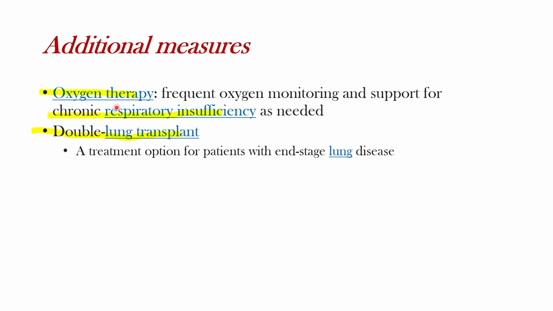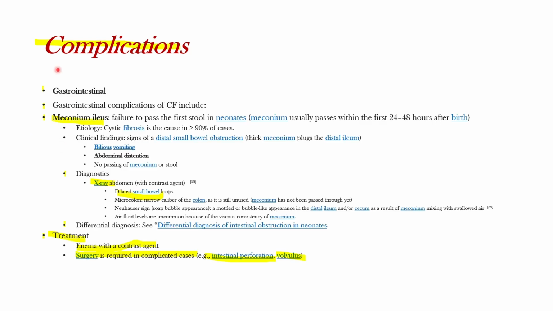Additional measures. Oxygen therapy is good for patients with chronic respiratory insufficiency, and we know that the main cause of death for cystic fibrosis is the lung disease. So double lung transplant will also be an option. Complications. The gastrointestinal, we also already mentioned meconium ileus. We spoke about everything about it. If you need more information, maybe stop the screen and read it. The treatment for it is an enema with a contrast agent, and surgery in some conditions if we have intestinal perforation or volvulus.